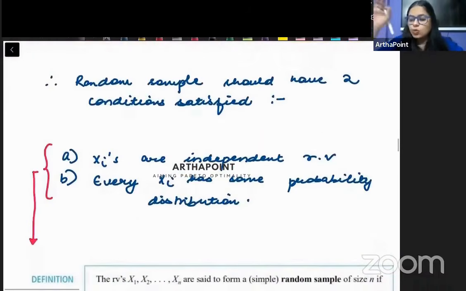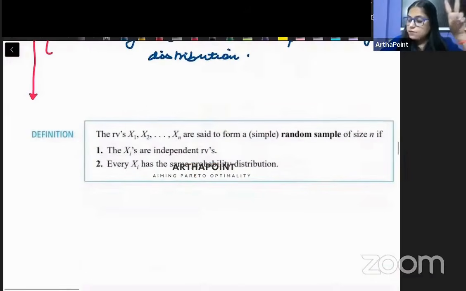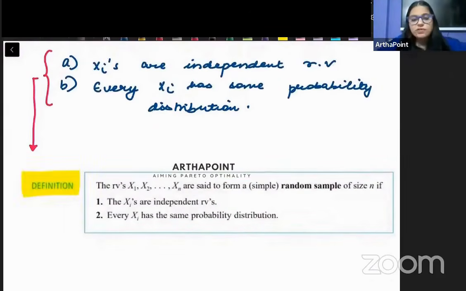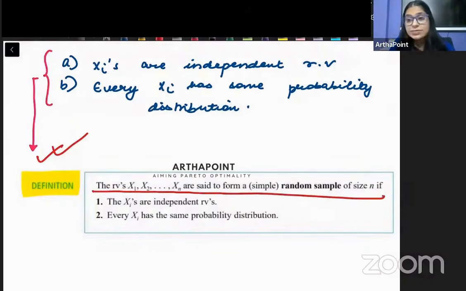Okay, beta. So now we need to understand that because I am creating a sample and the sample is by itself random, there are 2 conditions which will be required to formulate a random sample. Again beta, this is the next definition which has been used in the book. Let's read this definition a little. The random variables x1, x2 till xn are said to form a random sample of size n if 2 things are satisfied. The satisfaction of 2 things is very important for us to call it a random sample. If we want to call a sample a random sample, then 2 things should be satisfied.